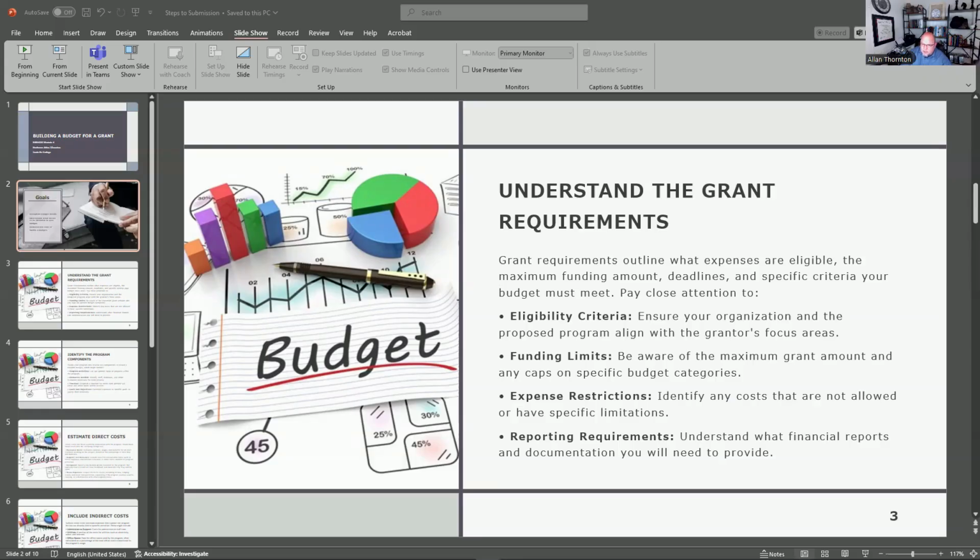Then there's going to be limits. These grants are not bottomless pits of money that you will get. They're not going to just say, here, take all you want. It doesn't work that way.